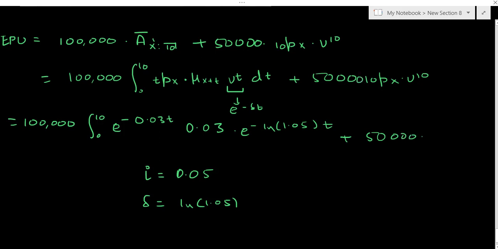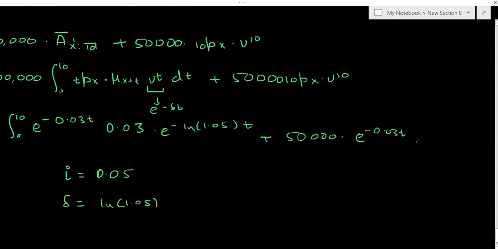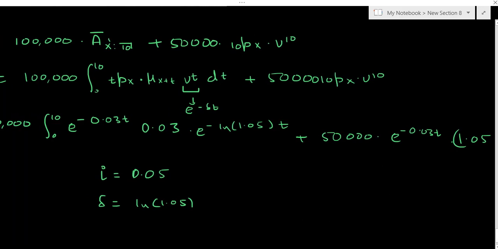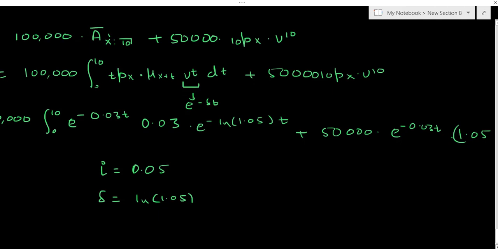50,000 into e to the power of minus 0.03 t, and this is just v to the power of 10, which is 1.05 to the power of minus 10. Okay, so that is your answer here, and let's simplify this and get the final answer.